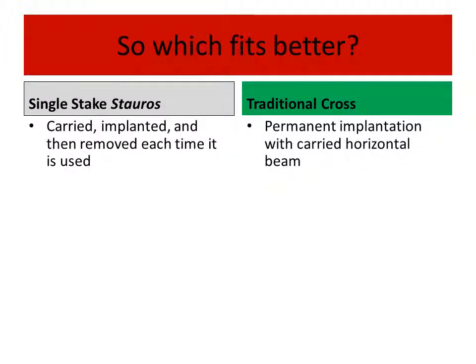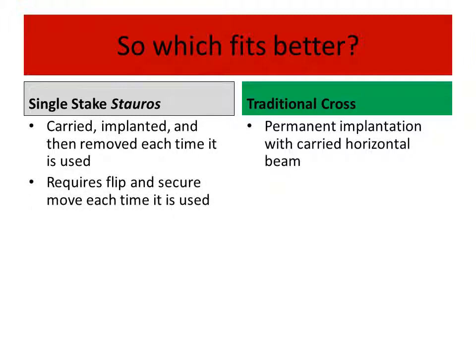Traditional cross explains that because it's like, okay, well, we've got a few permanent implantations. Let people carry around the horizontal beam, and wow, there we go. We not only have people carrying the cross, we actually have it small enough where you can carry it relatively easy. It requires this flip and secure move every time it's used when you have the single stake. Put it into a hole, secure the hole, get it there, and then get everything done. With traditional cross, the vertical beam is always secure because you secure it once and you never have to touch it again. And you get a horizontal one that fits in a notch and is secured that way.